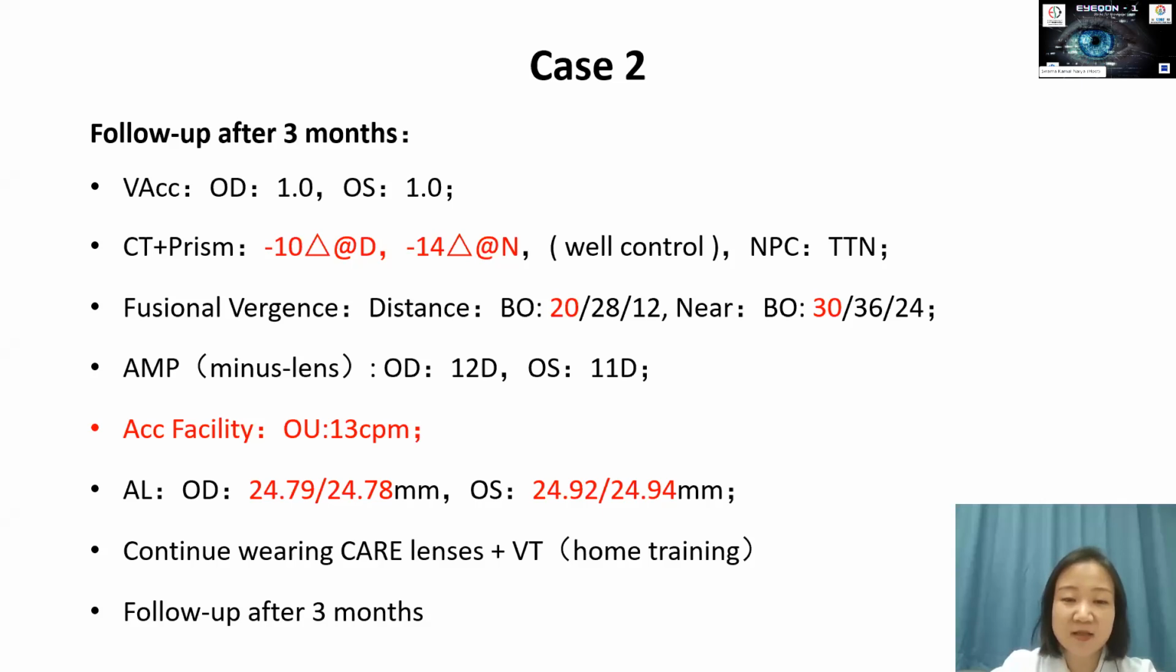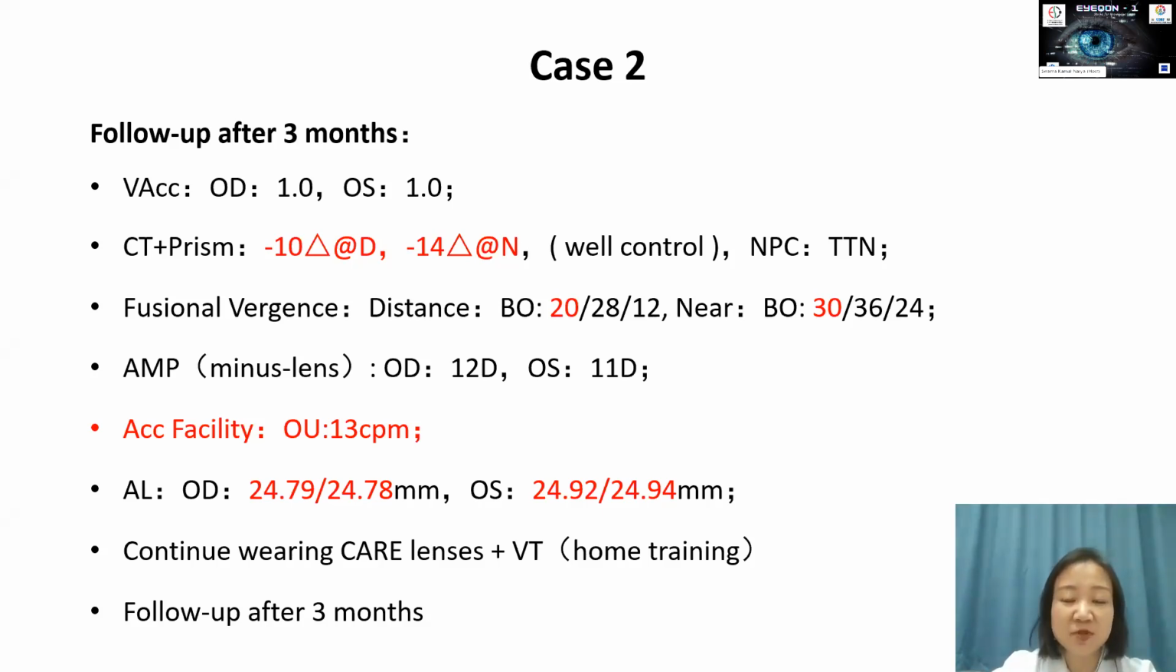This case provided evidence for us and gives us the confidence that intermittent exotropia patients with good fusional control ability can consider using myopia control lenses effectively. However, it is important to monitor the visual function status during the follow-up process.